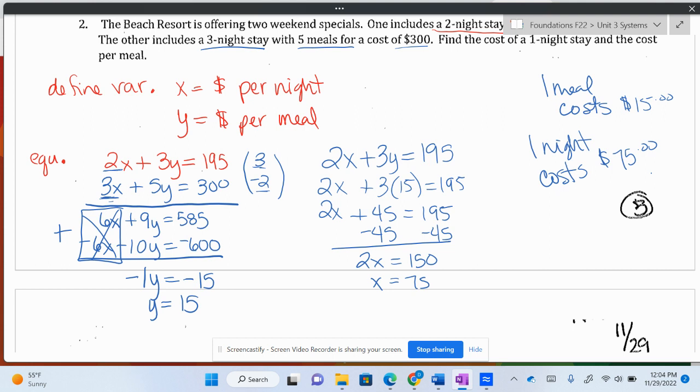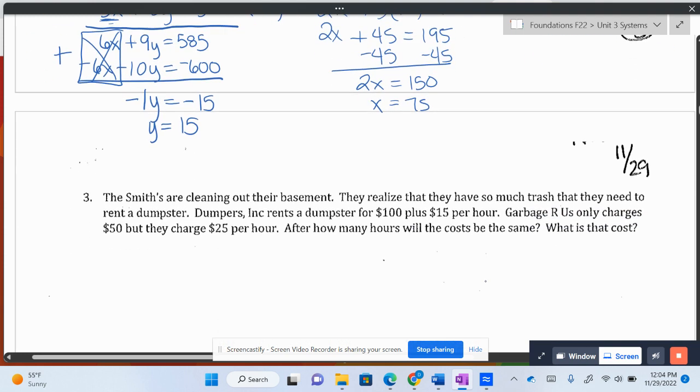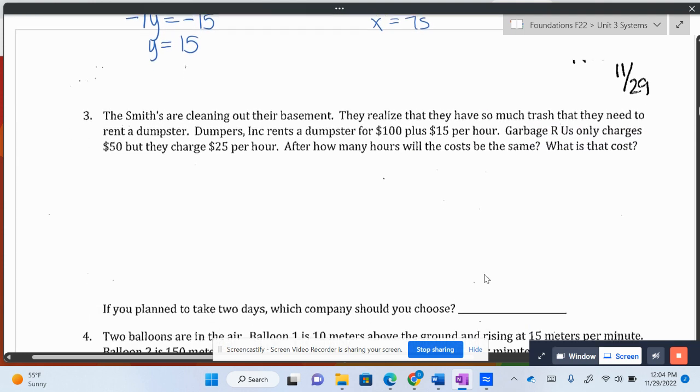What do you guys think about this? Okay. You like it what? You like elimination better than substitution? I do too. Okay.